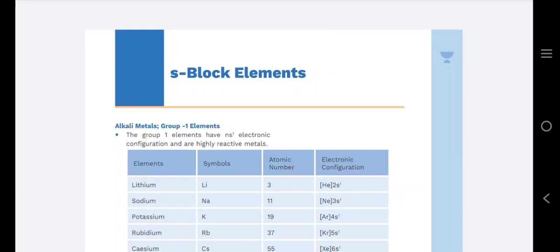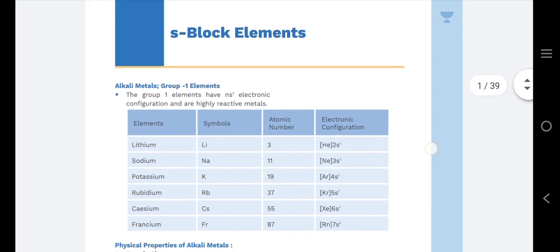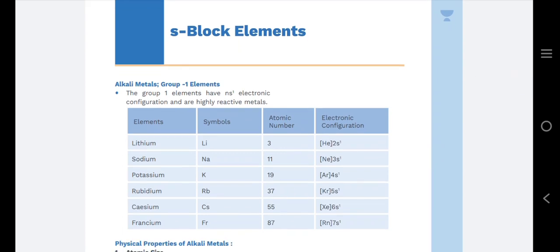Good morning, everyone. This is an audio lecture for visually impaired students, and in this lecture, we are going to discuss S block elements. Alkali metals, group 1 elements. The group 1 elements have ns1 electronic configuration and are highly reactive metals. Group 1 includes lithium, sodium, potassium, rubidium, cesium, and francium.